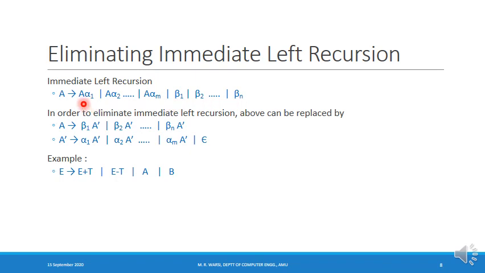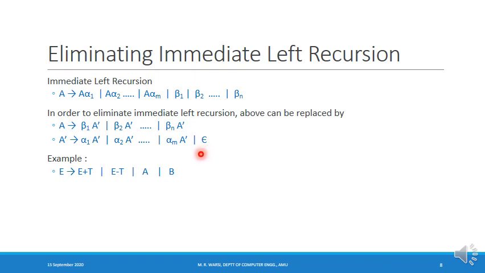So we have immediate left recursion here, here, and here. If I want to eliminate immediate left recursion from these places, I will rewrite the productions of this grammar and replace them with this one. I'll introduce a new variable A dash, and now I'll write the productions like capital A derives beta 1 A dash, beta 2 A dash, and so on up to beta n A dash, and similarly from A dash I have alpha 1 A dash, alpha 2 A dash, and so on up to alpha m A dash, and another production is from A dash I'm deriving epsilon.